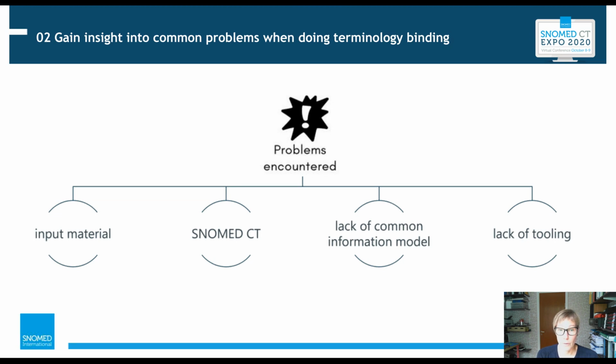A third type of problems is the lack of a common information model. Many projects state that the reason for doing the project is trying to share information, for instance, about allergies to other systems, other hospitals. But if you don't have the same information model, you won't do the same terminology binding, and you won't be able to share the data. So there's a need for this.